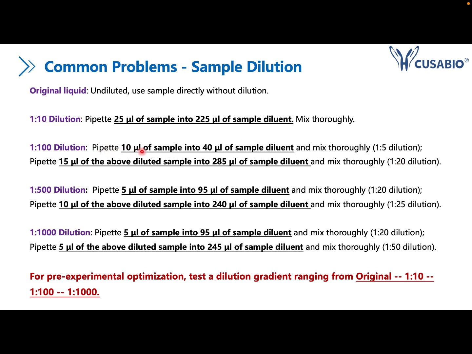So for example, first you will do the 1 to 5 dilution, right? You can pipette 10 microliter of the original sample into the 40 microliter of the sample diluent. Then you mix. Then for the second round of the dilution, you will take the 50 microliter of the above diluted sample and then mix with the 285 microliter of the sample diluent. Then you mix well. So it's a 2-step dilution to make the 1 to 100 dilution.